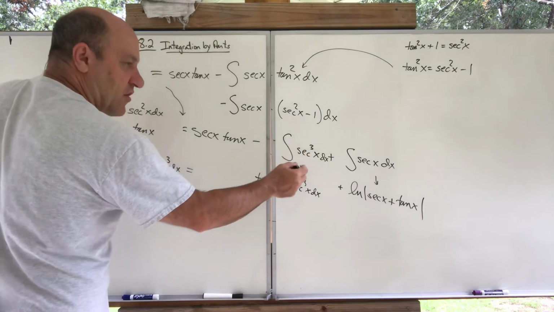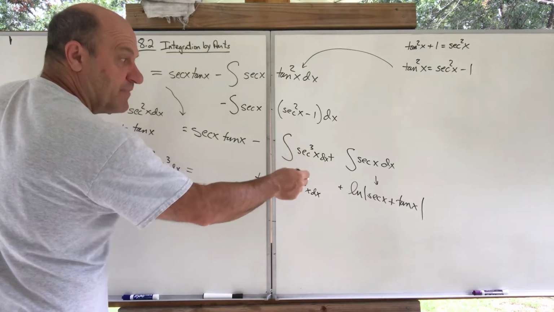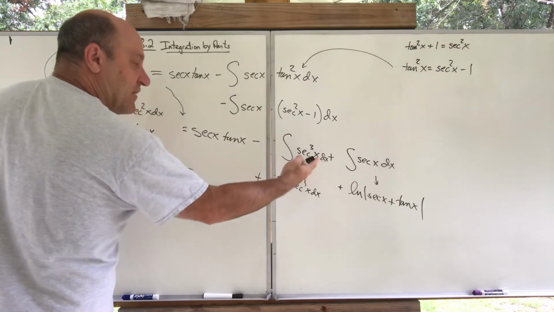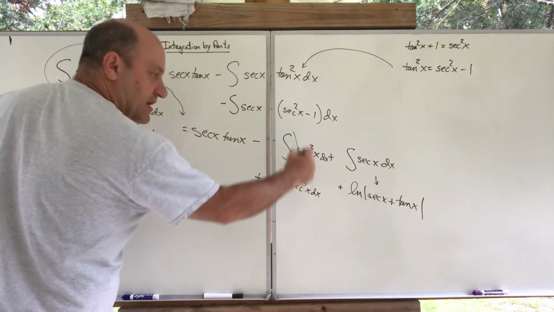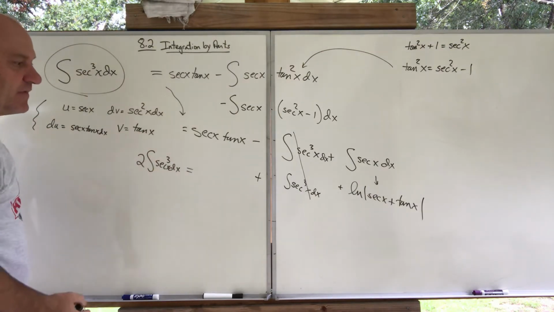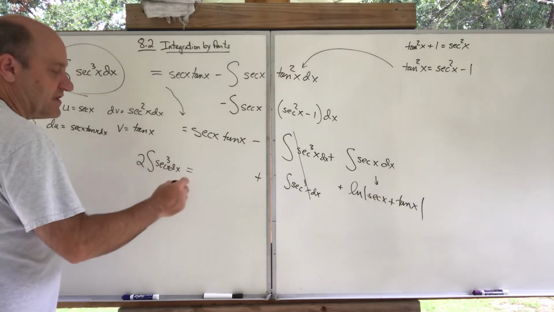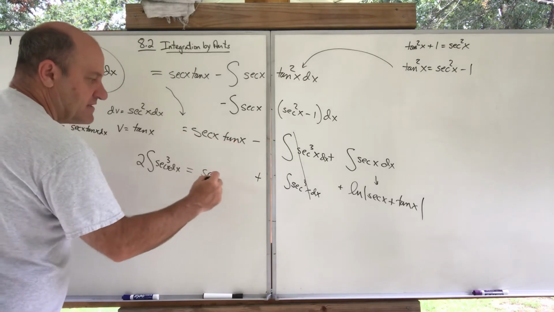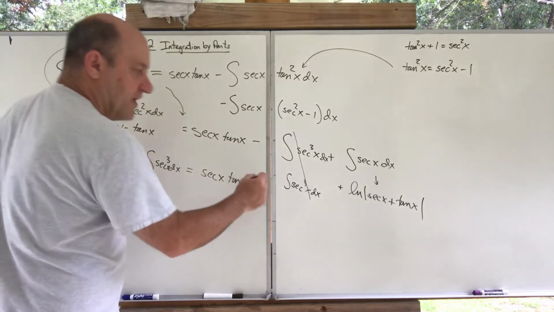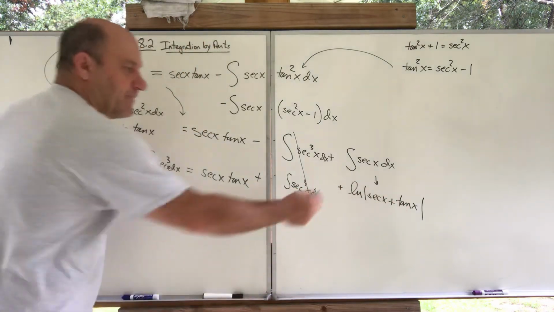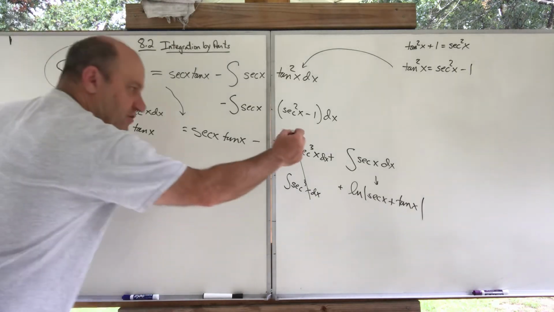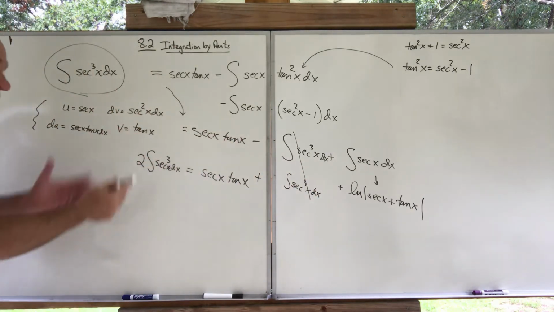The integral I started with showed back up in the problem. I treat it like an equation. I add that integral to both sides of the equation. Here it cancels. Over here it now gives me two of these integrals. And what's the answer? Two of these integrals equals this, secant x tangent x, plus this term here, natural log secant x plus tangent x. And this term got added to the other side, so there's two of these integrals.